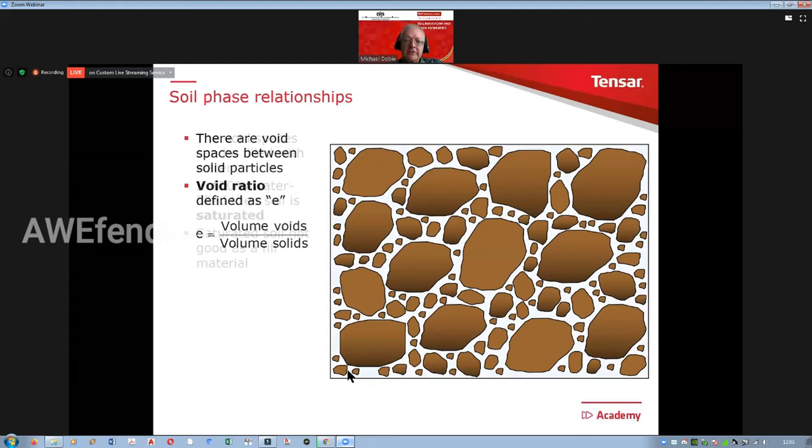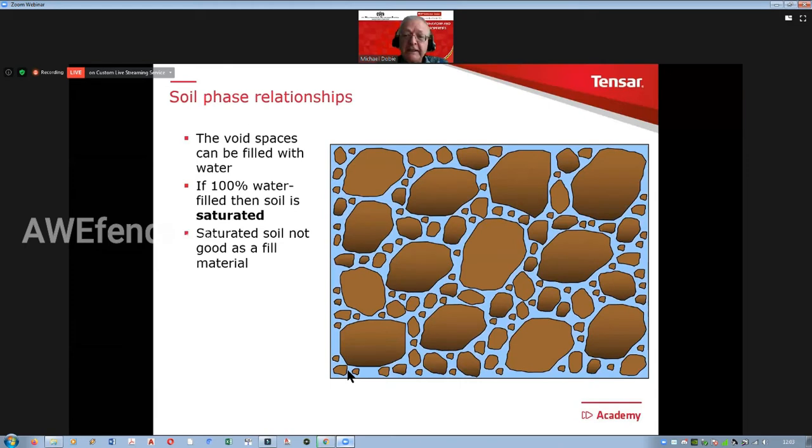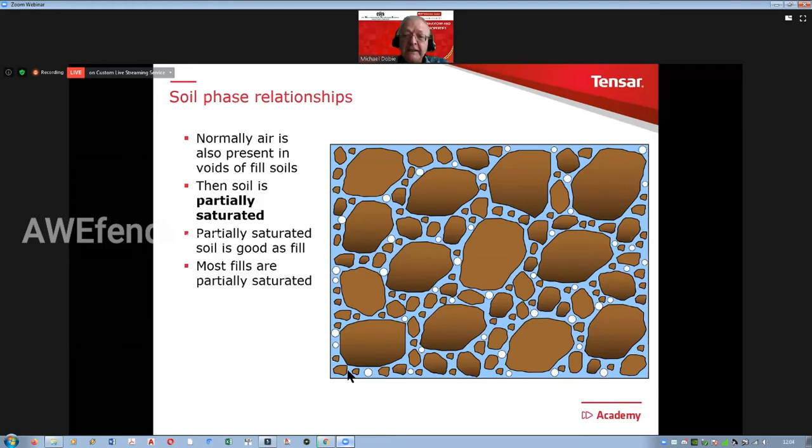Of course, those voids might be full of water. And if they're completely full, we call them saturated soils. Now, when it comes to thinking about our fills and our engineering use of soils, a saturated soil wouldn't be very good as a fill material. It would be very difficult to handle and place. So we don't want our fills to be saturated. Much more likely, especially in a fill, is that we have little air bubbles or quite a lot of air in it, which are the little white bubbles now. Then we say that the soil is partially saturated, which is the case in most fills. And that's a good thing. We want our fills to be partially saturated to improve the way they compact when we place them.